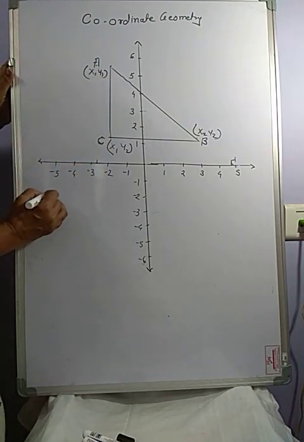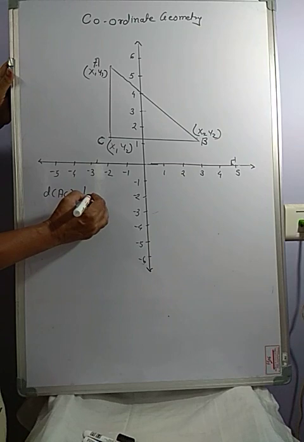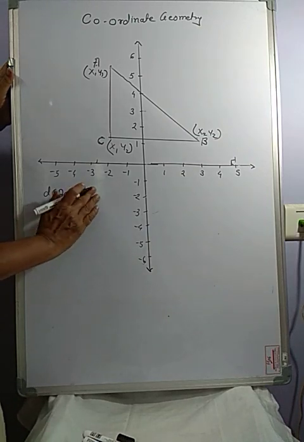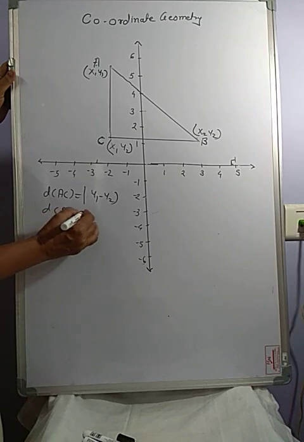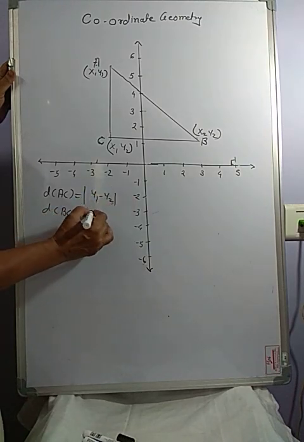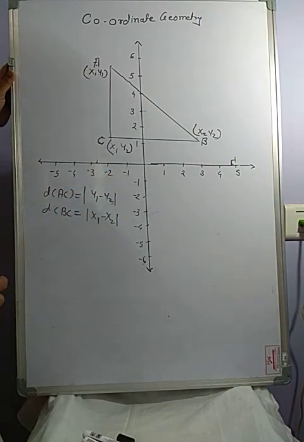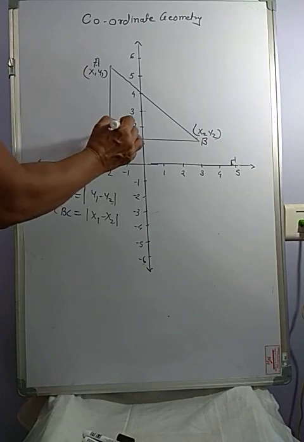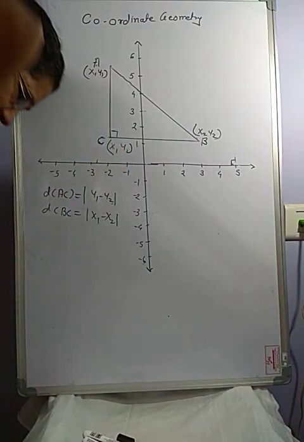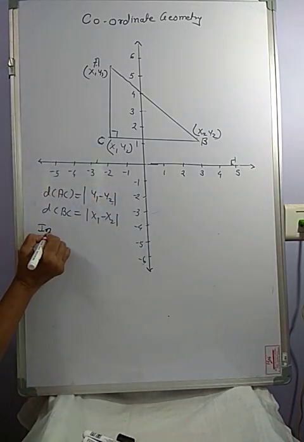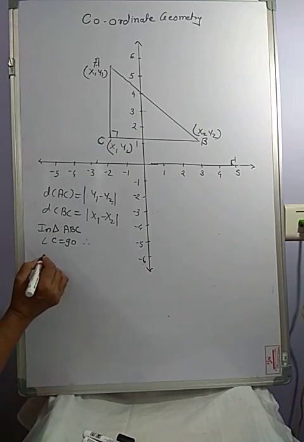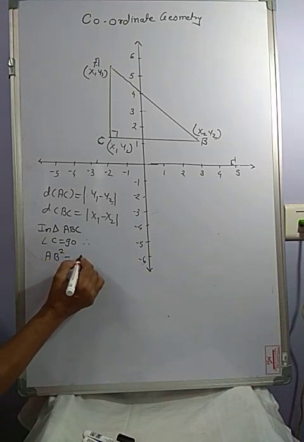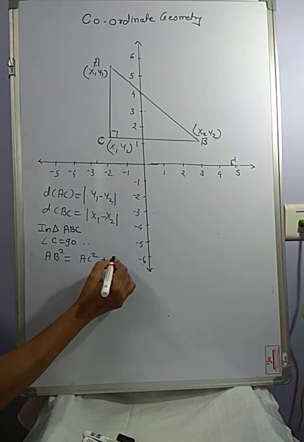So, distance AC is equal to the modulus of y1 minus y2. And distance BC is equal to the modulus of x1 minus x2. And in the right angle triangle, as these are lines parallel to the x and y axis, at point C, angle C is 90 degrees. So in triangle ABC, angle C is equal to 90 degrees. Therefore, AB square is equal to AC square plus BC square.